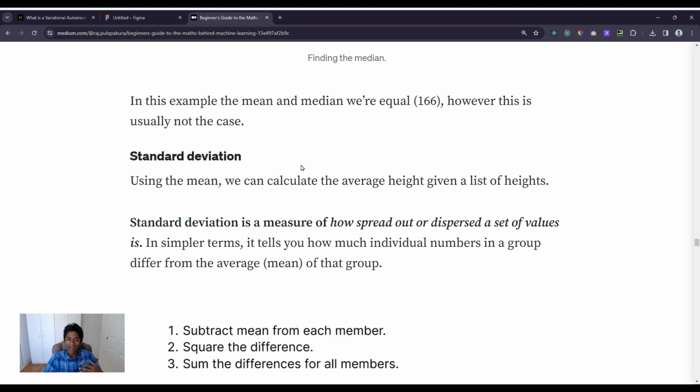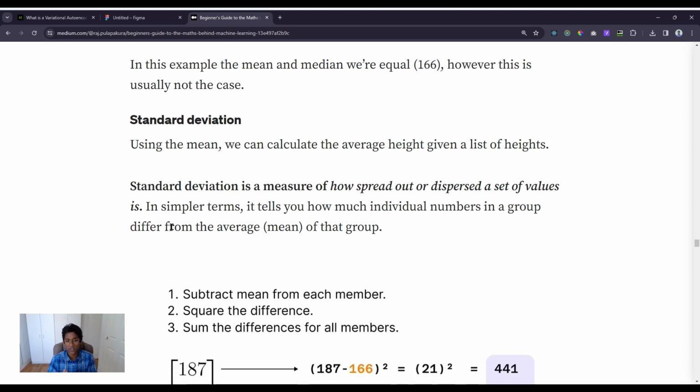Now, let's say that I am able to calculate the mean, and I have a group of people who have certain heights, and I was able to calculate the average height. What if I want to know what's the average distance or difference between the average height and everyone else's height? In other words, how spread out is the distribution of heights? So standard deviation is a measure of how spread out or dispersed a set of values is. In simple terms, it tells you how much individual members in a group differ from the average of that group.